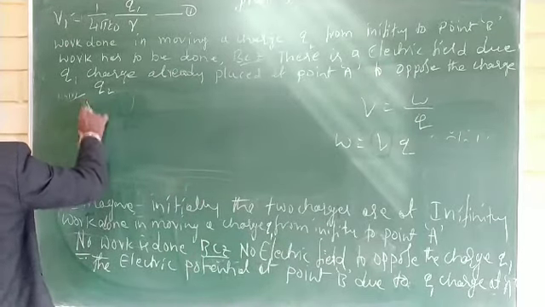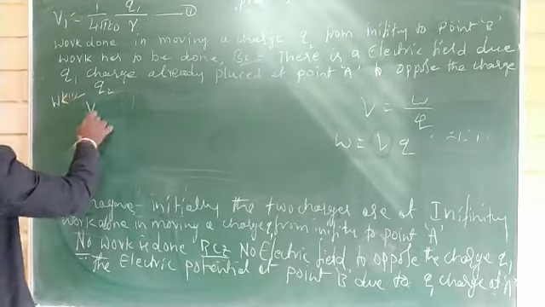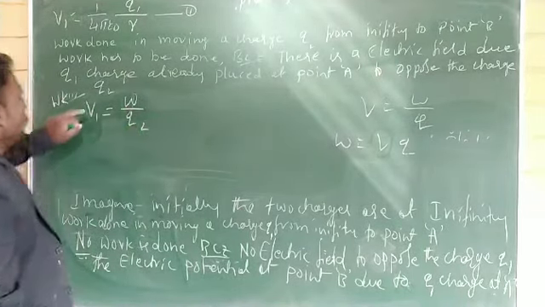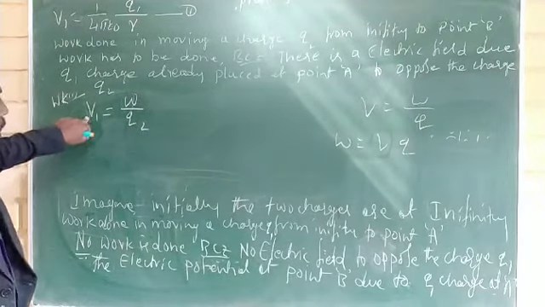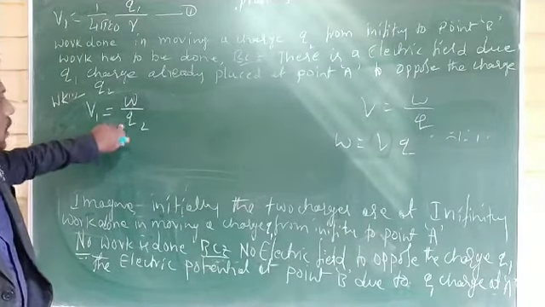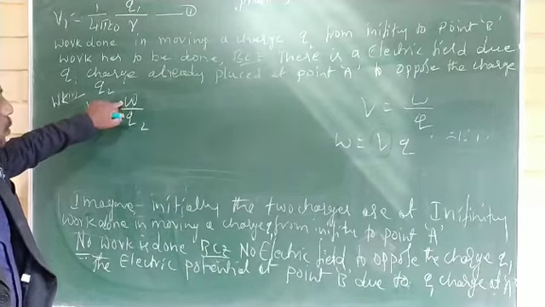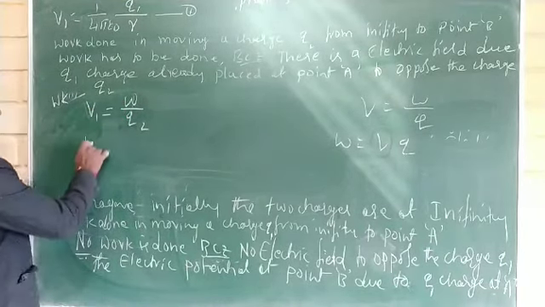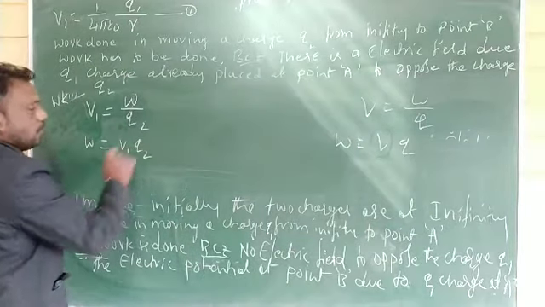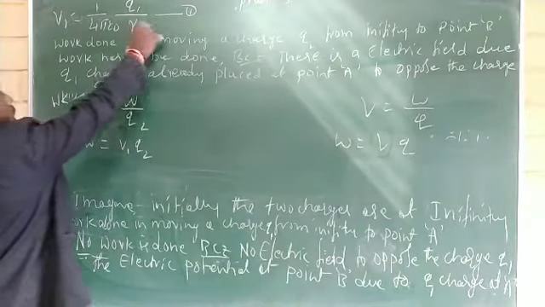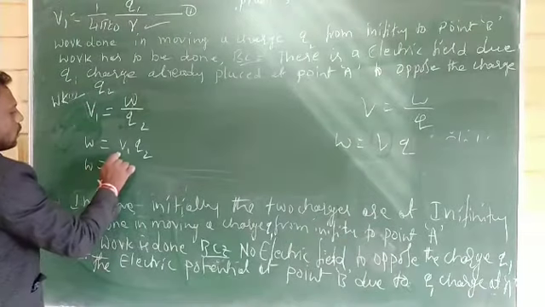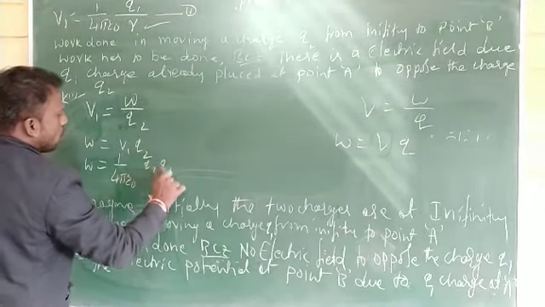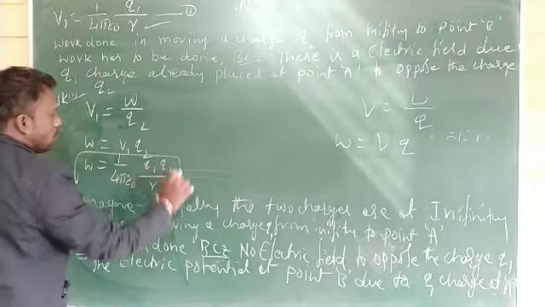We know that V1 is equal to W divided by Q. V1 is the potential at point B due to Q1 charge, and W is the work done in moving a Q2 charge from infinity to point B. Therefore, W is equal to V1 into Q2. We already calculated V1. W is equal to 1 divided by 4 pi epsilon naught Q1 Q2 divided by R. This is the work done.